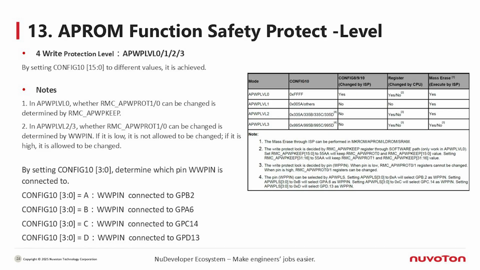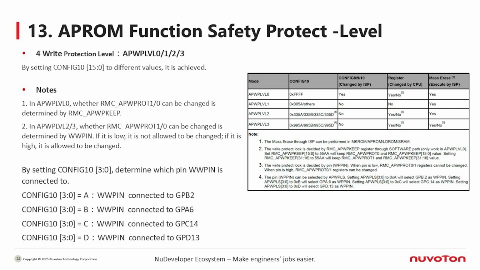1. In APWP Level 0, whether RMC APW Prot 1 or 0 can be changed is determined by RMC APWP keep. 2. In APWP Level 2 or 3, whether RMC APW Prot 1 or 0 can be changed is determined by WW pin. If it is low, it is not allowed to be changed. If it is high, it is allowed to be changed. By setting config 10 register, determine which pin WW pin is connected to.